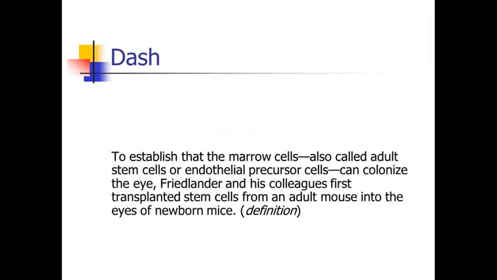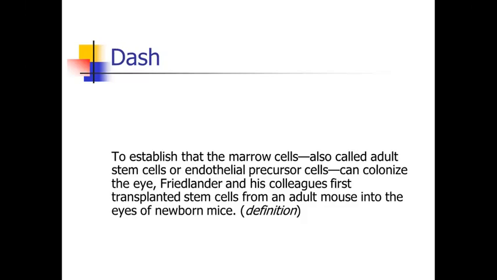Here's another example of the dash. Again, the dashes can be used to kind of just drop things into the sentence, some extra information that you want to get in there. So it says to establish that the marrow cells, also called adult stem cells or endothelial precursor cells, can colonize the eye, Friedlander and his colleagues first transplanted stem cells from an adult mouse into the eyes of a newborn mouse. So notice that the author here is sticking some extra information, telling you what else marrow cells are called, alerting you to these other names for marrow cells by sticking it in the dash.